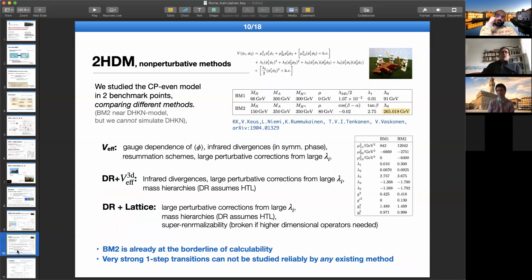So that's now a perfect, long introduction to the paper, which is then in the end rather simple. What we did, we studied the same model, still contributing to the same activity with this model. We studied two benchmark points, and the main thing was to compare different methods of computation for the phase transition parameters. For example, the latent heat divided by the critical temperature to the fourth power, which is essentially the phase transition strength parameter. That's one of the parameters that you want to compute.